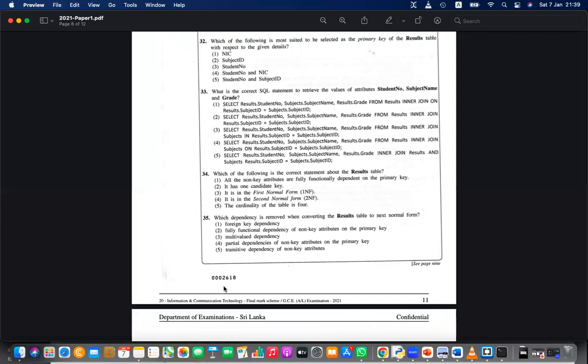Question 35: which dependency is removed when converting the results table to the next normal form? That is partial dependency, right? Partial dependency is where part of the non-key attributes depend on part of the primary key. So the answer for question number 35 is number 4. Here it's clearly mentioned.